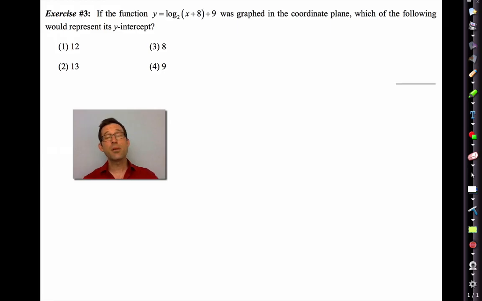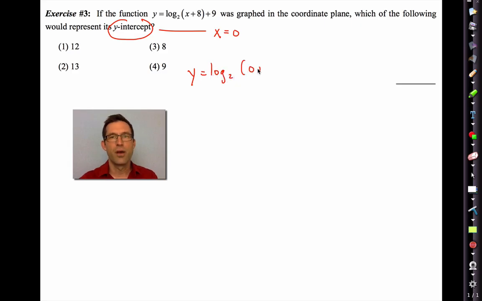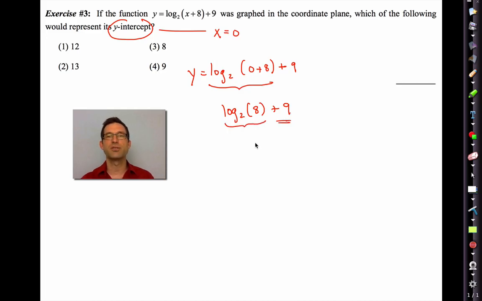All right, well, on some modern calculators, they have log base 2. Many of them don't, but some do. Doesn't really matter. In order to find the y-intercept, as always, I'm going to set x equal to 0. So that's going to give me y equals the log base 2 of 0 plus 8, plus 9. Now, as always, with order of operations, we're going to do this first, right? And that's going to give me the log base 2 of 8, plus 9. Now, 9 is what it is. The question is, what's log base 2 of 8?